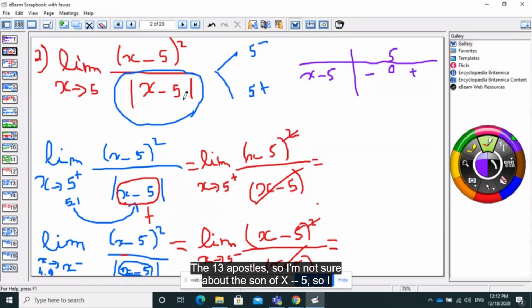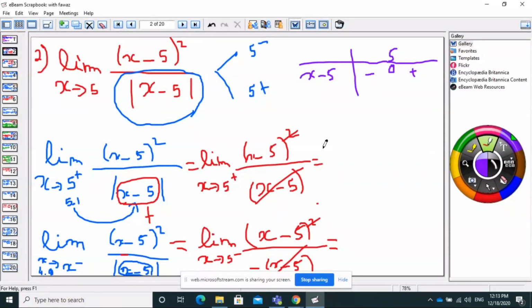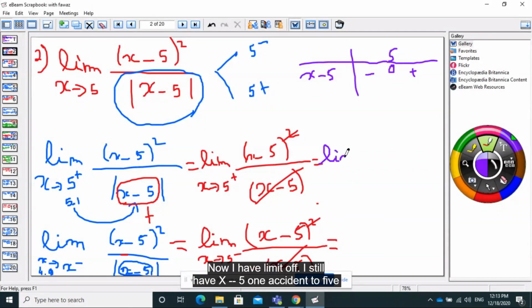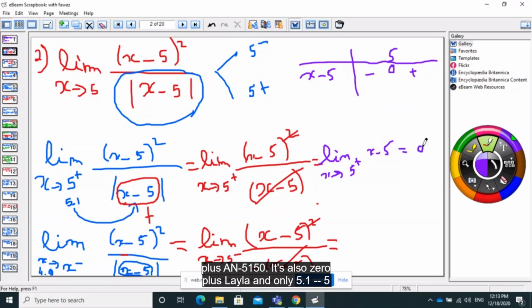So I'm not sure about the sign of x minus 5. So because of the absolute value, I need to do both. If I take x tending to 5 plus, I'm in the positive zone, so it gives me the same answer as the outside. I can take 5.1, it gives me a positive answer. So it will be x minus 5 squared over x minus 5. I can simplify. Now I have limit of, I still have x minus 5 when x tends to 5 plus. 5 minus 5 is 0, it's also 0 plus because 5.1 minus 5 is 0 plus.